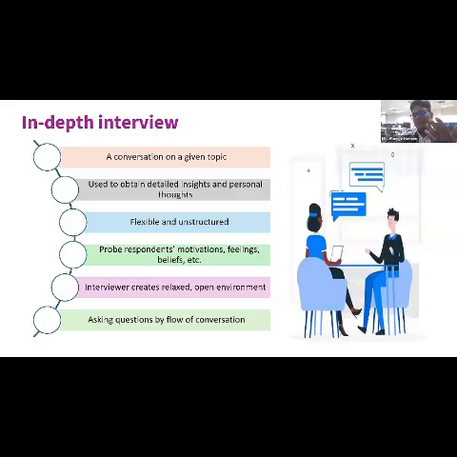That can be a discussion on a given topic, where the data come through a conversation between the respondent and the interviewer. From this, the interviewer has to probe the respondent's motivation, feelings, beliefs, insights, perspectives, and lots of things we can gather from the interviews. The conversation or interview flow can be in a relaxed and open environment where a respondent can share their perspective freely, frankly, and without any hesitation.